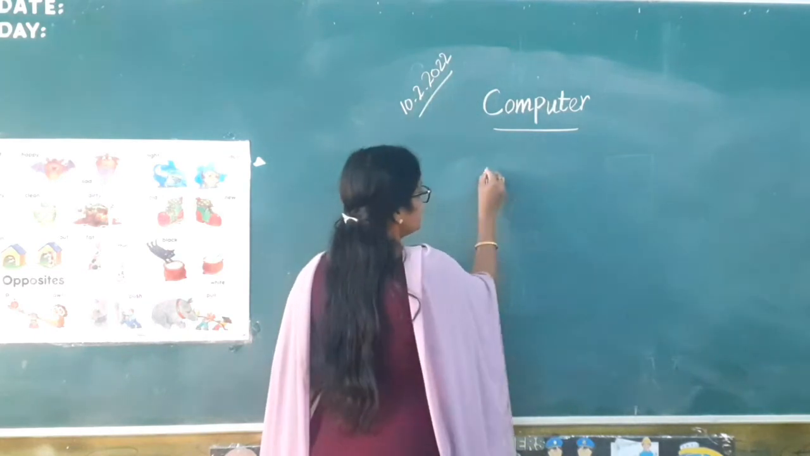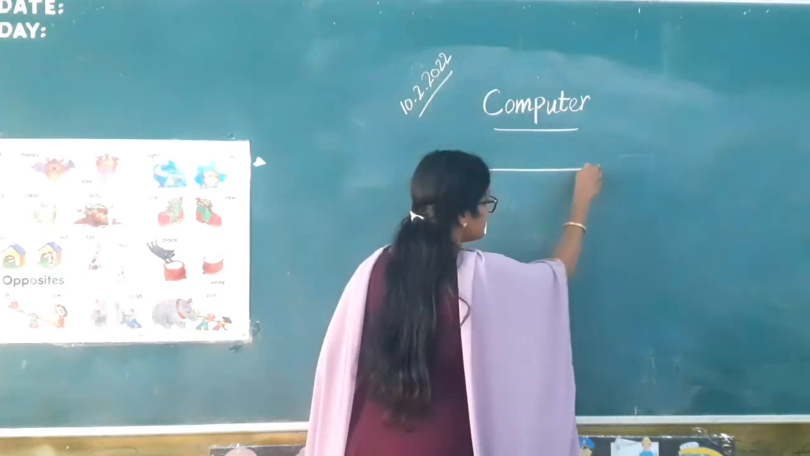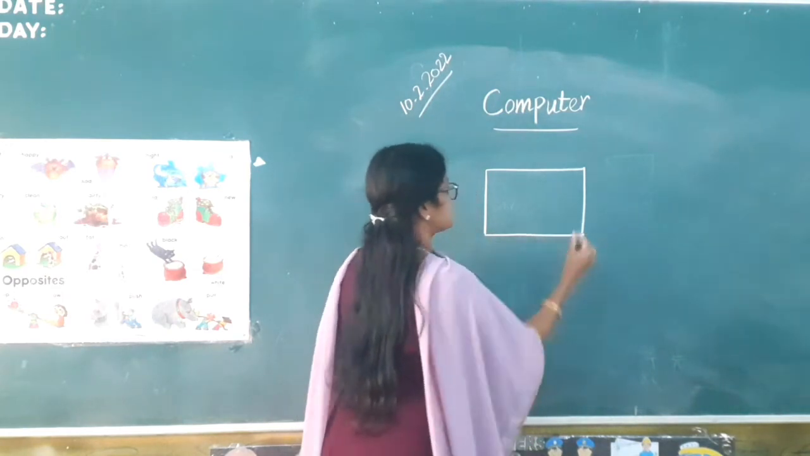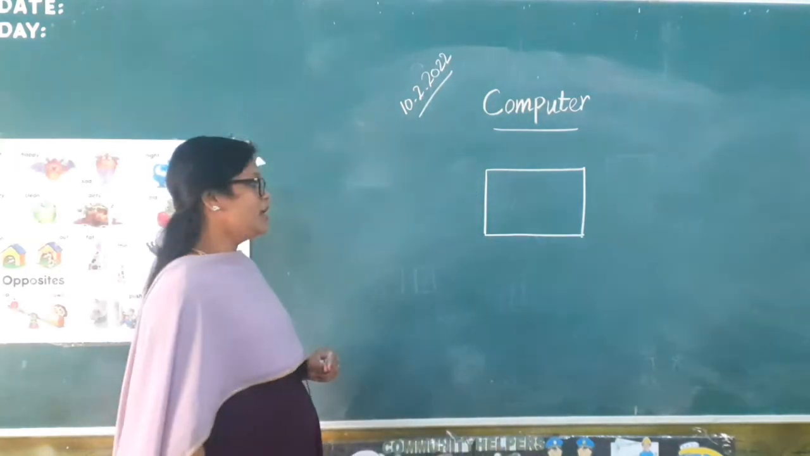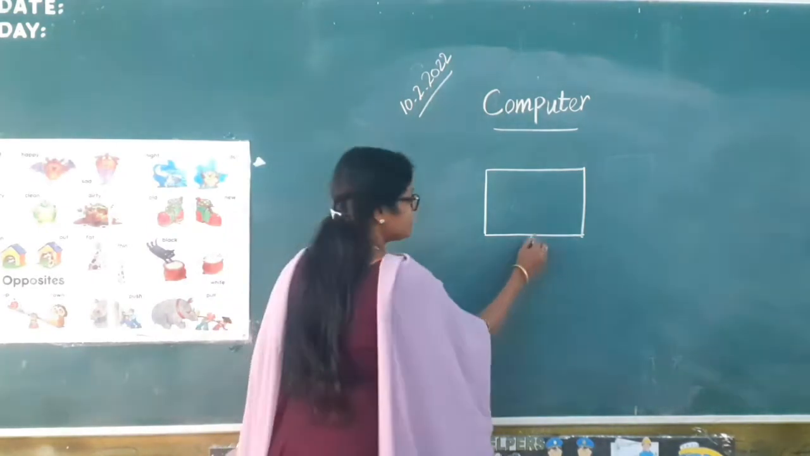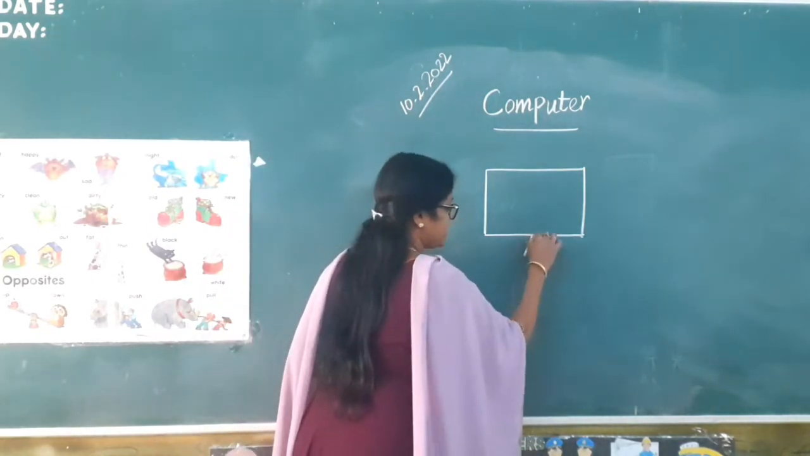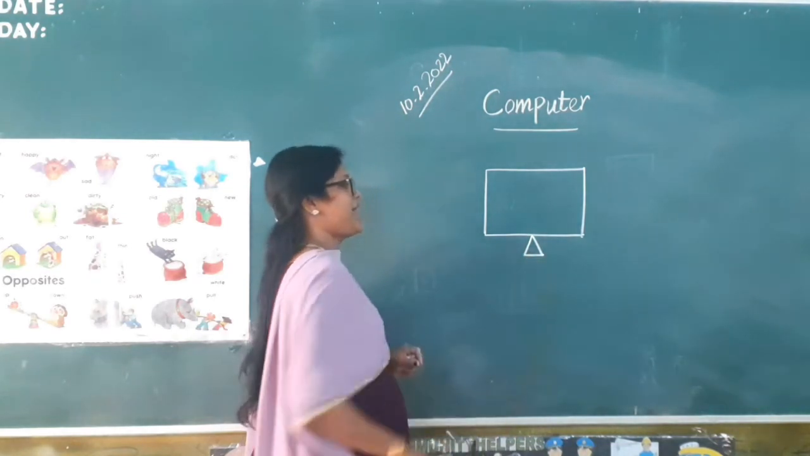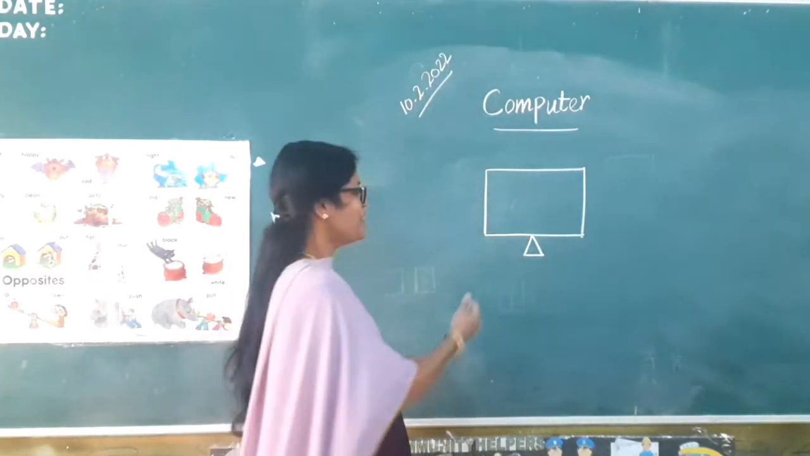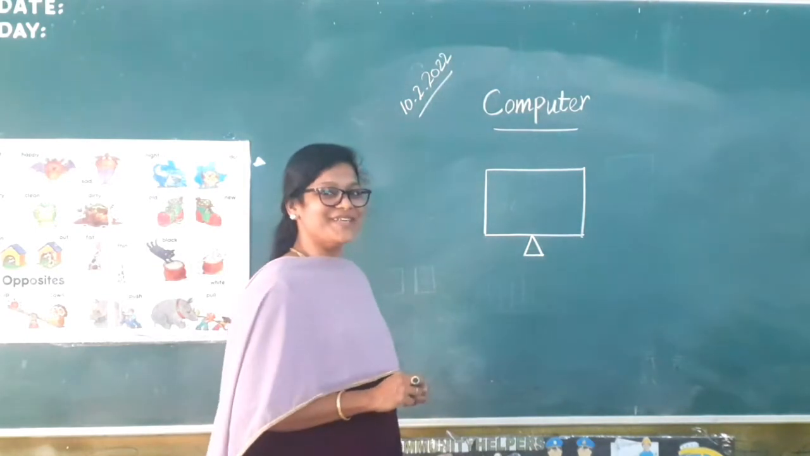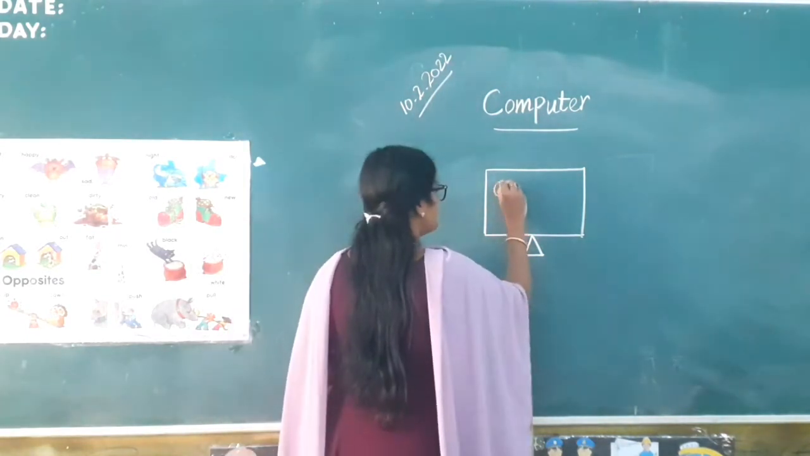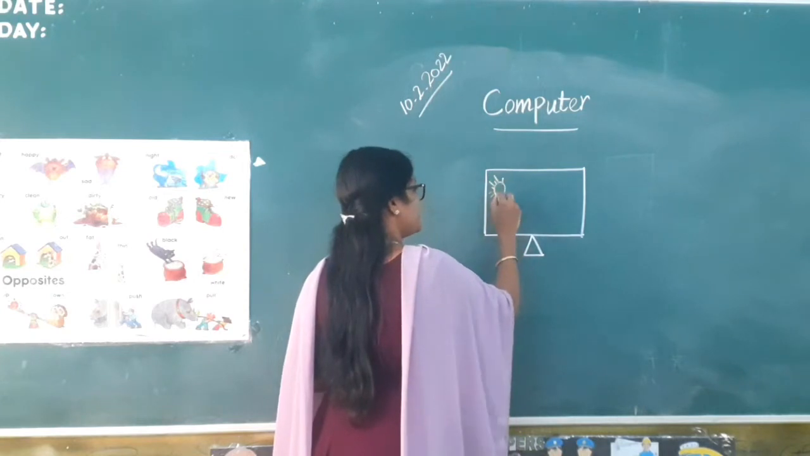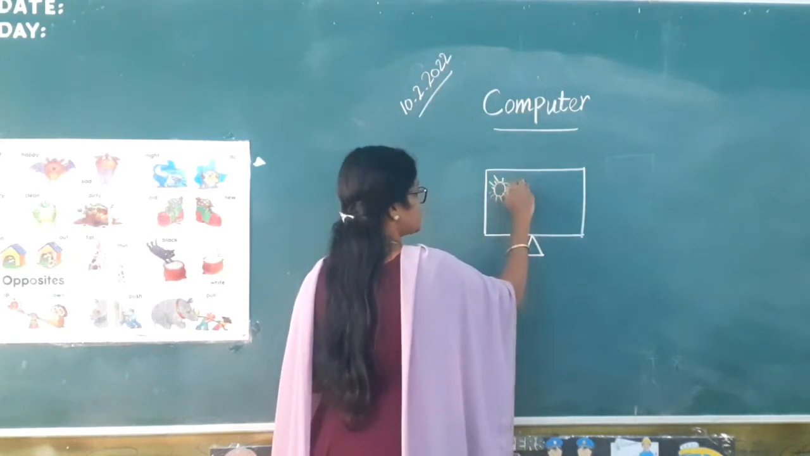Just a rectangle box. That's it. Then comes a triangle. In the middle of the box, you draw a triangle. That's it, children. Monitor. It's very easy to draw, isn't it? Draw a picture like what is seen on the monitor screen. Come on, draw a picture of what you wish.